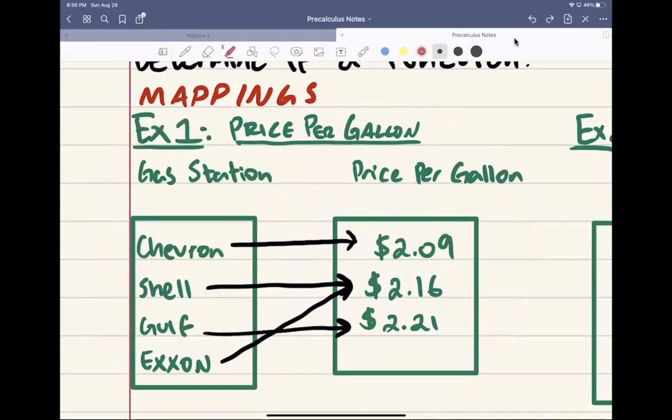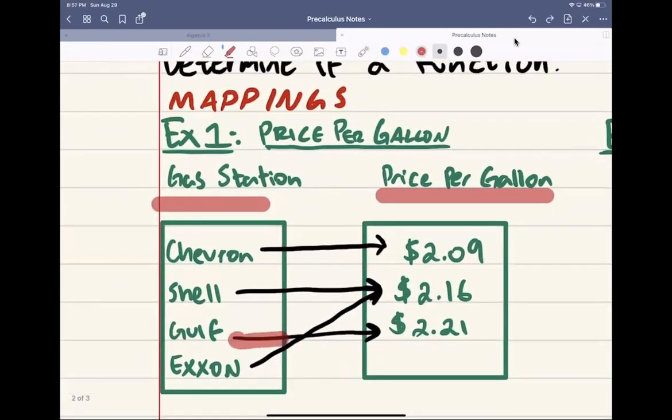So right here we have the price per gallon at gas stations. One thing you'll notice is Chevron. If you go to Chevron, you're going to pay $2.09. You go to Shell, you're going to pay $2.16. And if you go to Gulf, which I've never heard of, you're going to pay $2.21. And apparently, if you go to Exxon, you're going to pay $2.16. I got this problem straight from your book, so as you can tell, these are very generous gas prices, since here in California we're paying $4 or $5 per gallon. So not accurate, but you know.